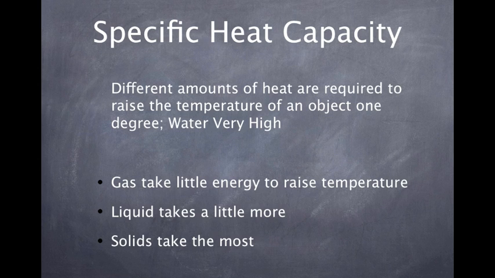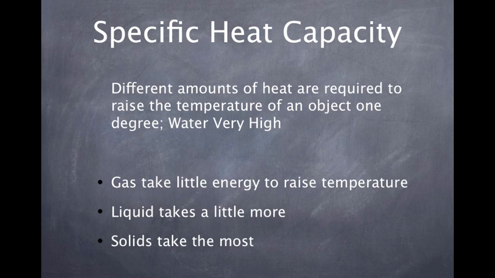Number one, specific heat capacity is the fact that different objects have different amounts of energy required to heat them. For example, water is very, very difficult to heat, whereas something like metal is very easily heated. It's the reason why if you put an empty pot on the stove, it will heat up very quickly. But if you fill it with water, it doesn't heat up nearly as quickly. So different objects require different amounts of heat to raise the temperature by 1 degree.